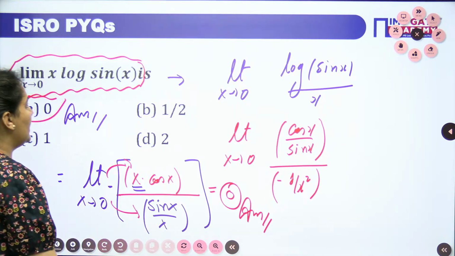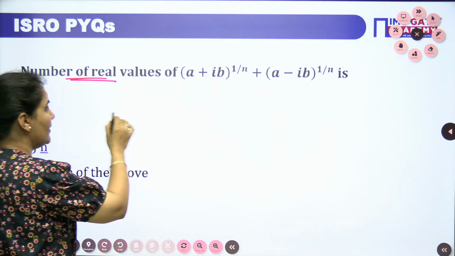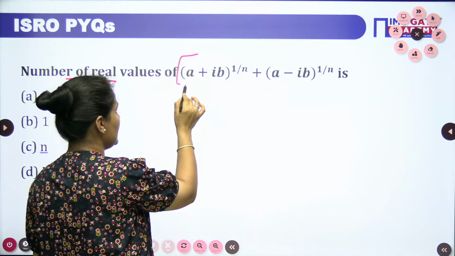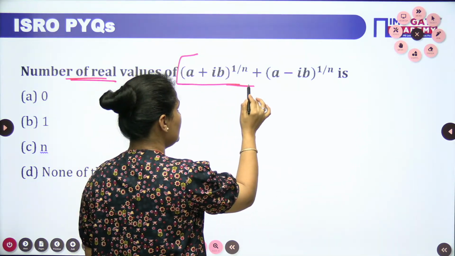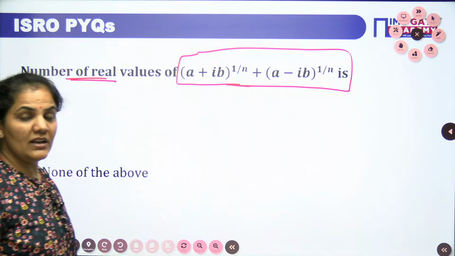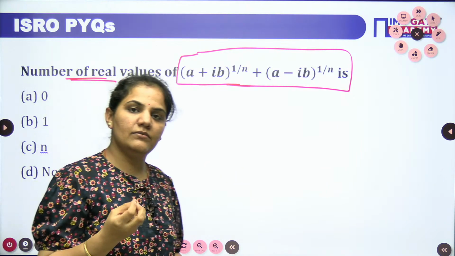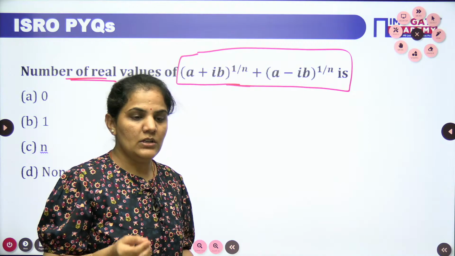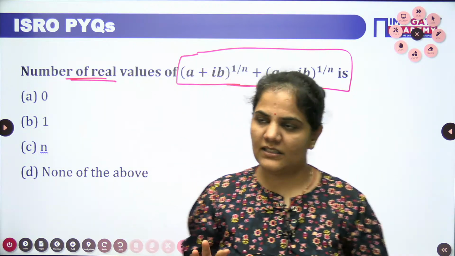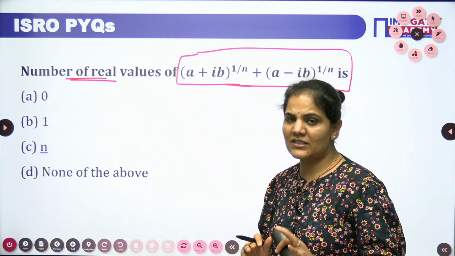Okay, very good. Now let's come to the next one. This is a good question. Number of real values. This question is from complex variables. The question is (a plus iota b) power 1 by n plus (a minus iota b) power 1 by n. You are asking about the real values, 0, 1, n. So here actually we need to go with some assumption also. So you will try first of all. It's quite lengthy in the sense it will take some time, around 2 minutes you can take, but this is a good question.